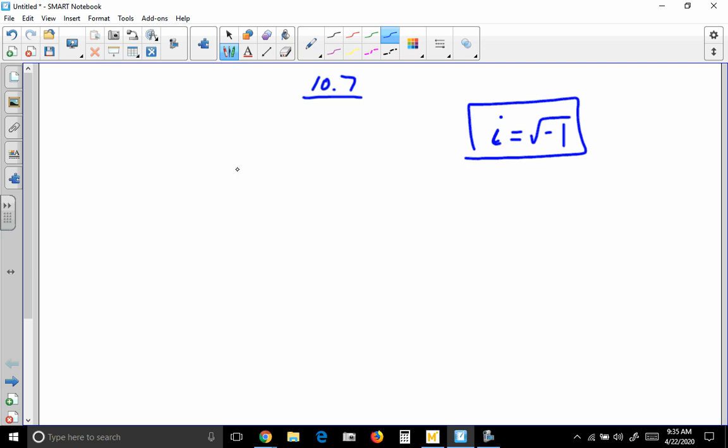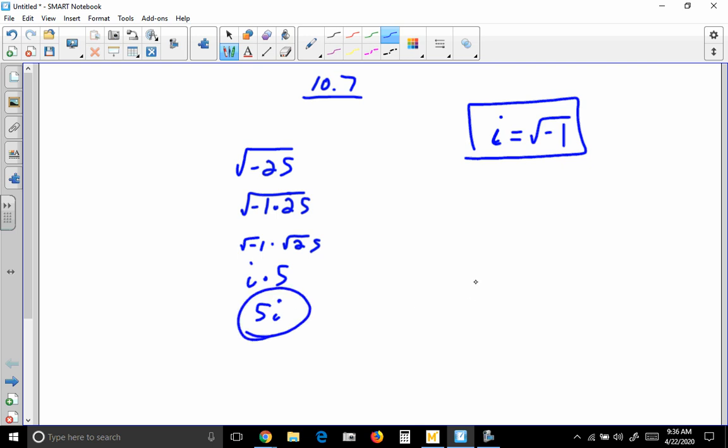So if we want to do the square root of negative 25, that's not a real solution because we can't take the square root of a negative. So I'll show the steps to begin with, and then I'll show you all we really need to do. Negative 25 can be written as negative 1 times positive 25. If we have a product, we can take the square root of each piece. The square root of negative 1 is I, and the square root of 25 is 5. So that simplifies to 5 times I.